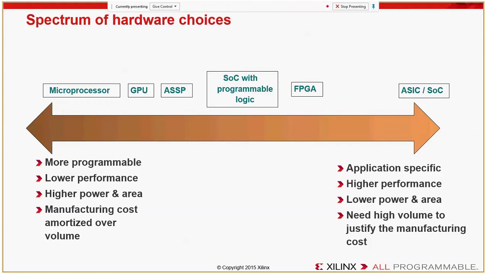You can implement any application by just writing a program, but it gives you much lower performance as well as higher power and area compared to a completely custom application. Now, the more programmable a hardware platform, the easier it is to actually amortize the manufacturing cost over volume.